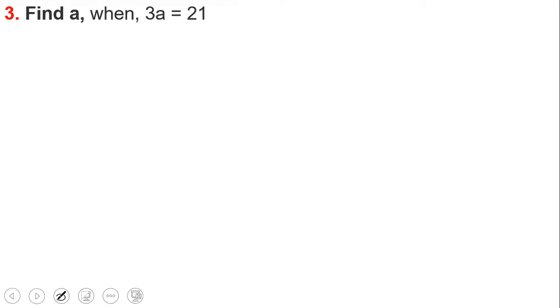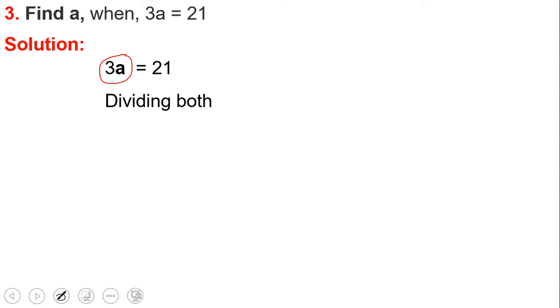The third example is on multiplication. Find a when 3a is equal to 21. So the solution: let us start with 3a is equal to 21. Now there is a multiplication. We want to remove 3, so we have to do the division. So divide both sides by 3.